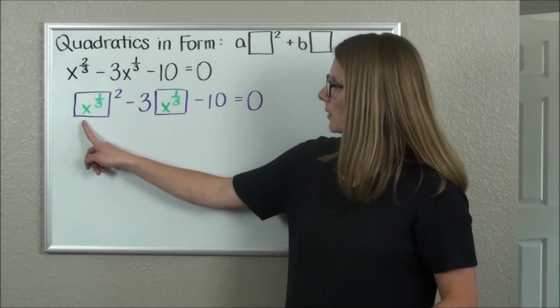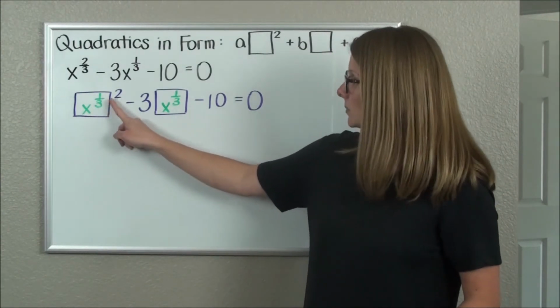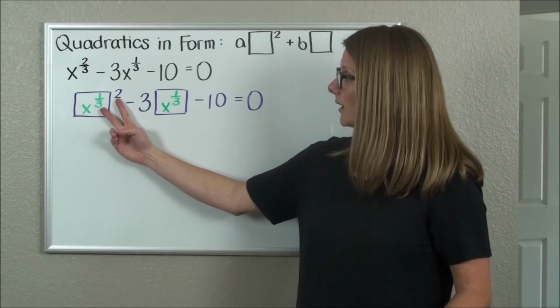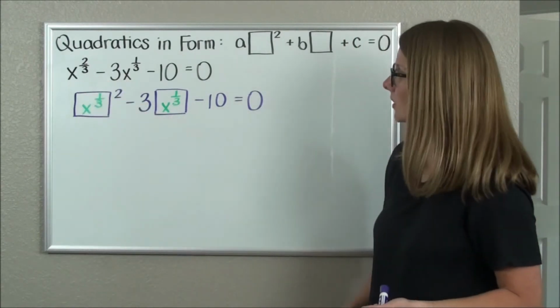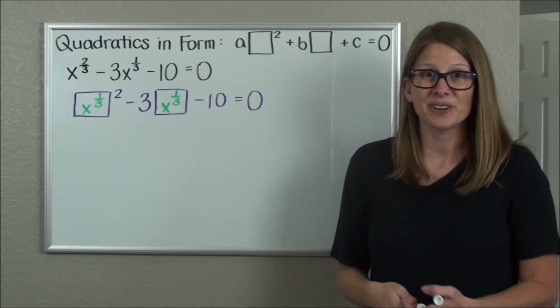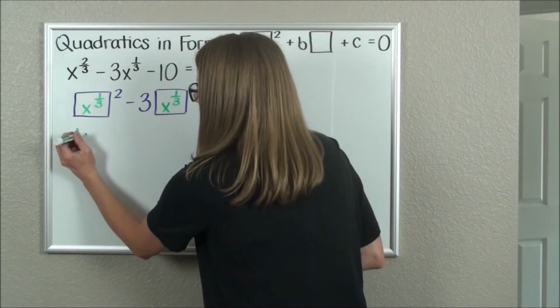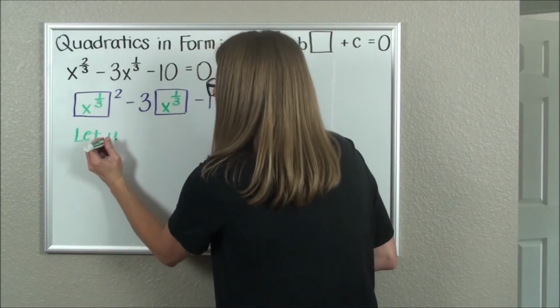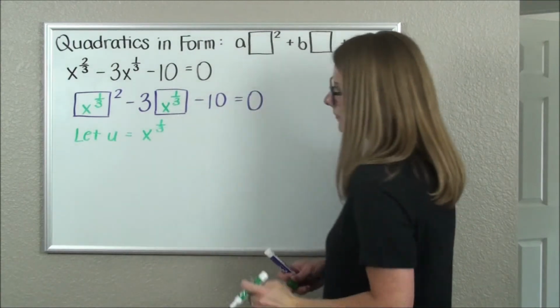If I took x to the 1/3 and squared it, what do I get? Well, when I raise an exponent to an exponent, I multiply. 1/3 times 2 is 2/3. So this does match the original. But x to the 1/3 is a messy thing to have to keep referring to, so let's give it a nickname. Let's let u represent x to the 1/3.